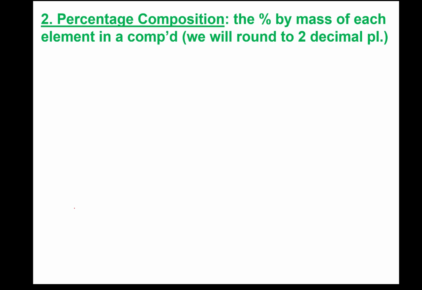Next type of calculation is percentage composition, sometimes called percent composition. That is the percent by mass of each element in a compound. Because it can get a little tricky with sig figs depending on what periodic table you look at, and really there's no other numbers to determine sig figs for in these problems, we will always round our answers to 2 decimal places.